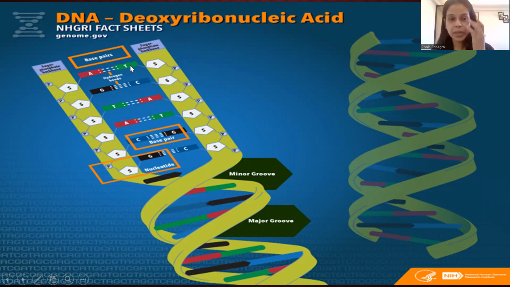So adenine always pairs with thymine with a double bond, and the bond is hydrogen bond here. And guanine pairs with cytosine, and these are the triple hydrogen bonds that we see here.